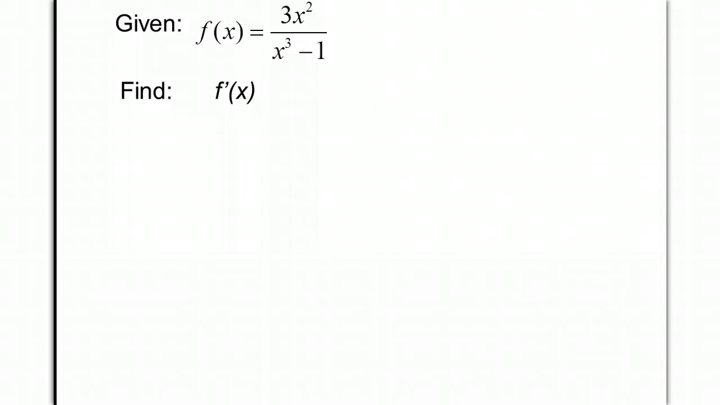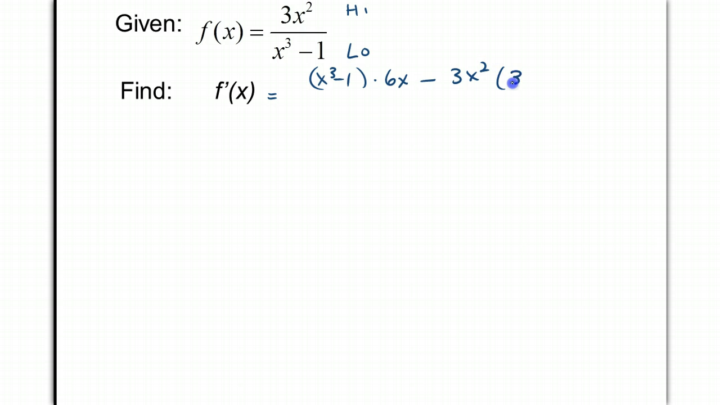Let's look at a problem. Okay, here we have the function of 3x squared over x cubed minus 1. Now this is high and this is low. So the derivative is, now remember, you start low and you end low. So you go low, D high, minus high, D low, all over low, low.